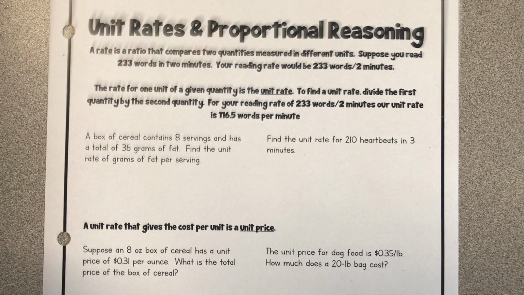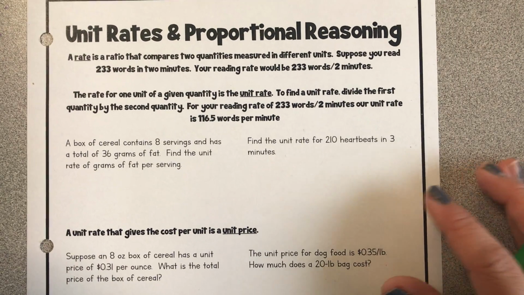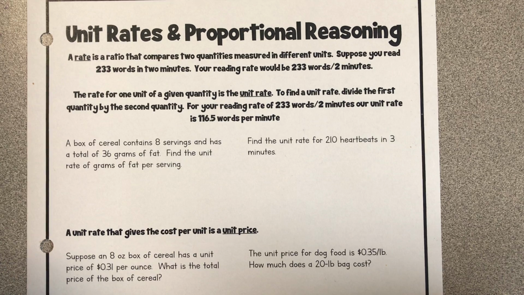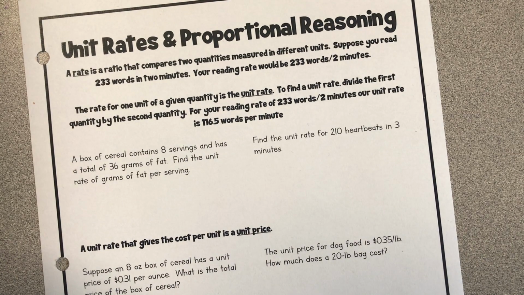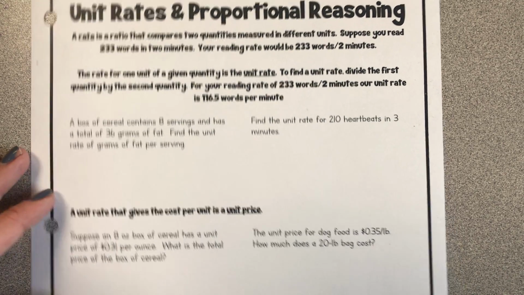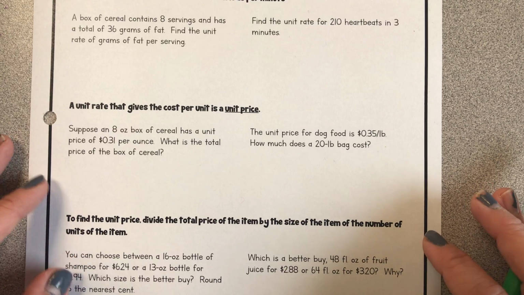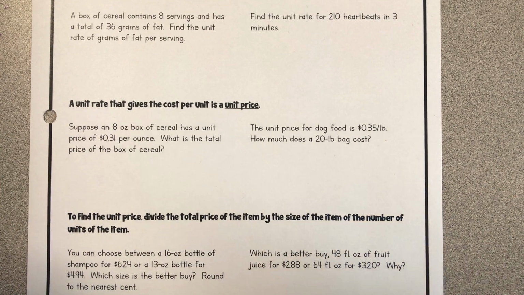So for example, if your reading rate was 233 words every 2 minutes, we would do 233 divided by 2 to get our unit rate, 116.5 words per minute. So let's look together down here where it says a box of cereal contains 8 servings and has 36 grams of fat. Find the unit rate of grams of fat per serving.